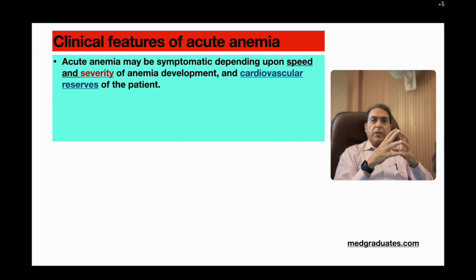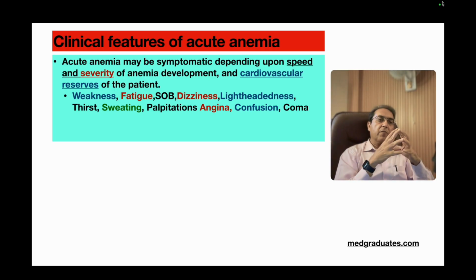Acute anemia becomes symptomatic depending upon the speed of development of anemia, the severity of the anemia, that is how much the hemoglobin has dropped, and the cardiovascular reserve of the individual that has developed this anemia. When the anemia develops, the patient may develop weakness, fatigue, shortness of breath, dizziness, lightheadedness, thirst, sweating, palpitations, angina, even with sometimes normal coronary arteries, confusion, and coma.